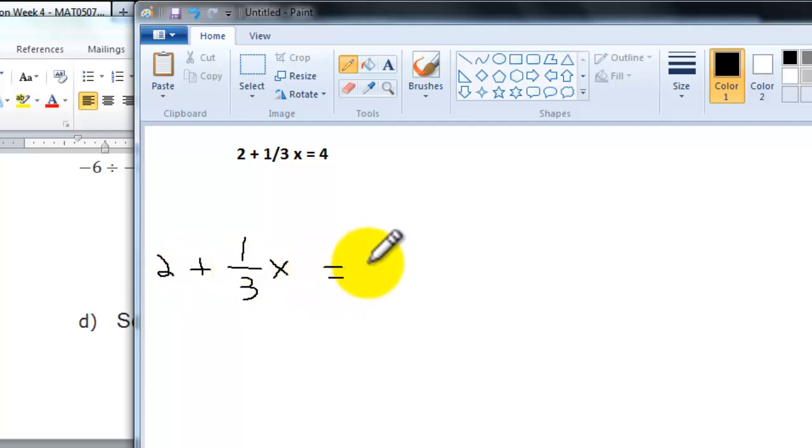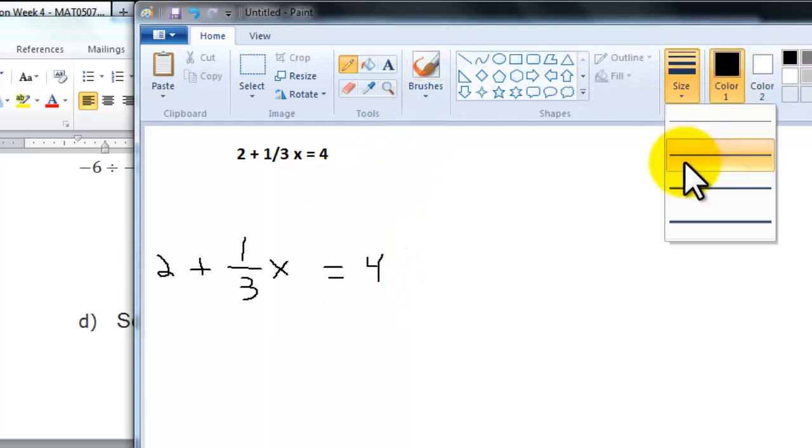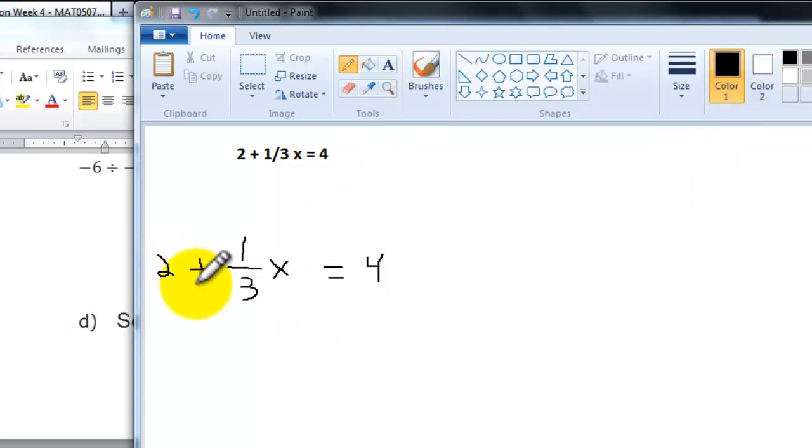And the way to do these problems is, you know the drill in general. I know you do pretty well on these things. You're going to subtract the 2, of course. Subtract 2. So that'll give you 1/3 x equals 4 minus 2, which is 2.